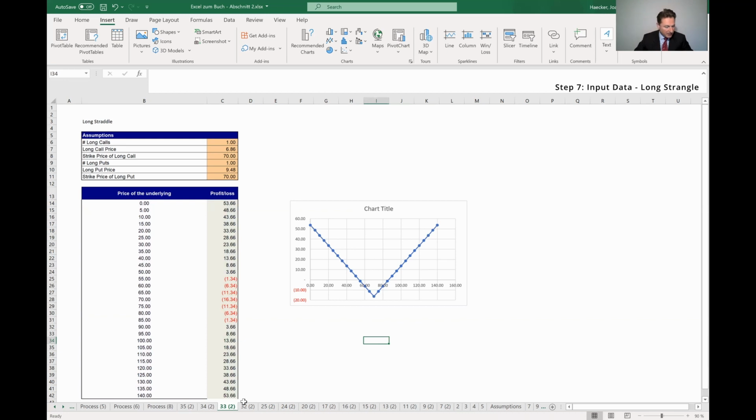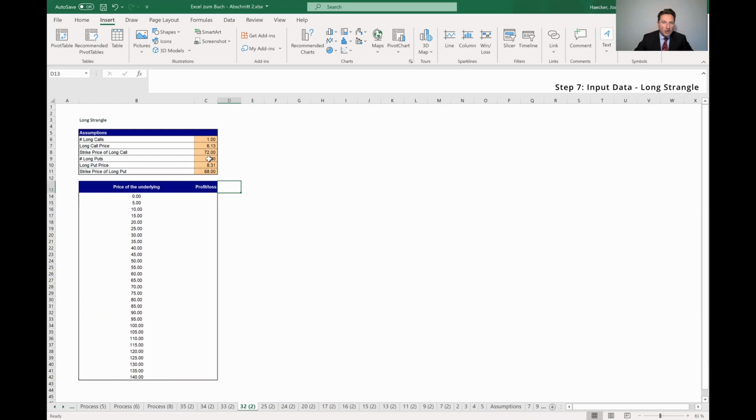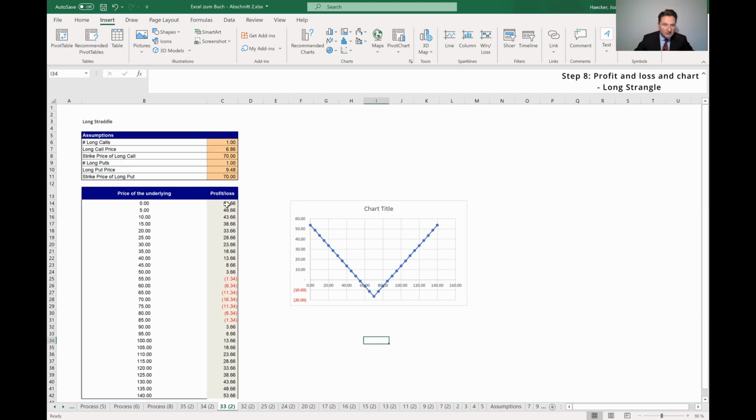Next step, we come up with the long strangle. The long strangle is defined exactly as the short strangle, as different strike on the long call side and different strike on the long put side. So what we can do is we basically go for the long straddle. That's the best idea.